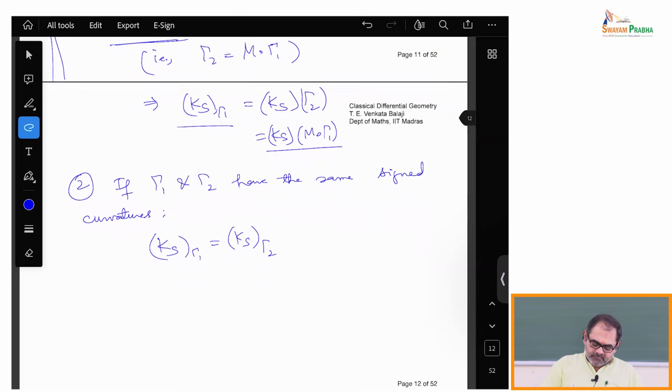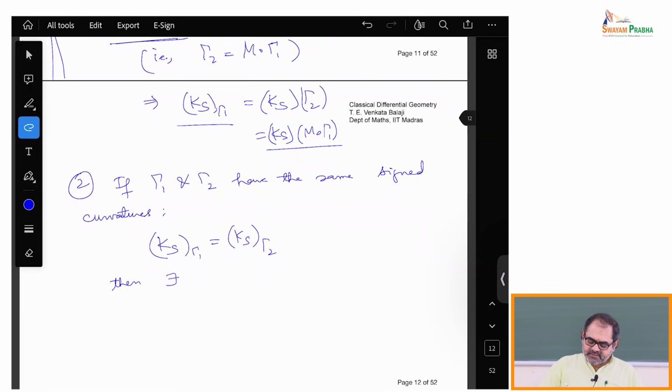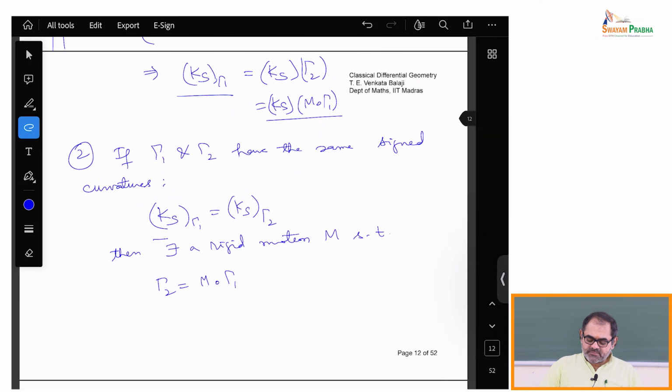then there exists a rigid motion M such that gamma 2 is M circle gamma 1. If two curves have the same sign curvature, then one can be moved to the other by a rigid motion. What does this mean? This essentially means that if one can be moved by a rigid motion into the other, then they are in the same equivalence class.